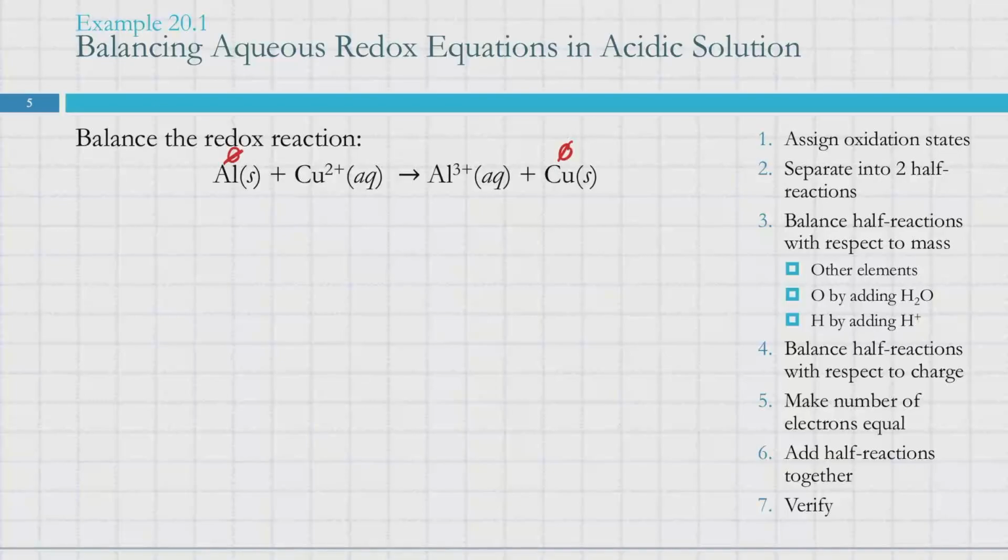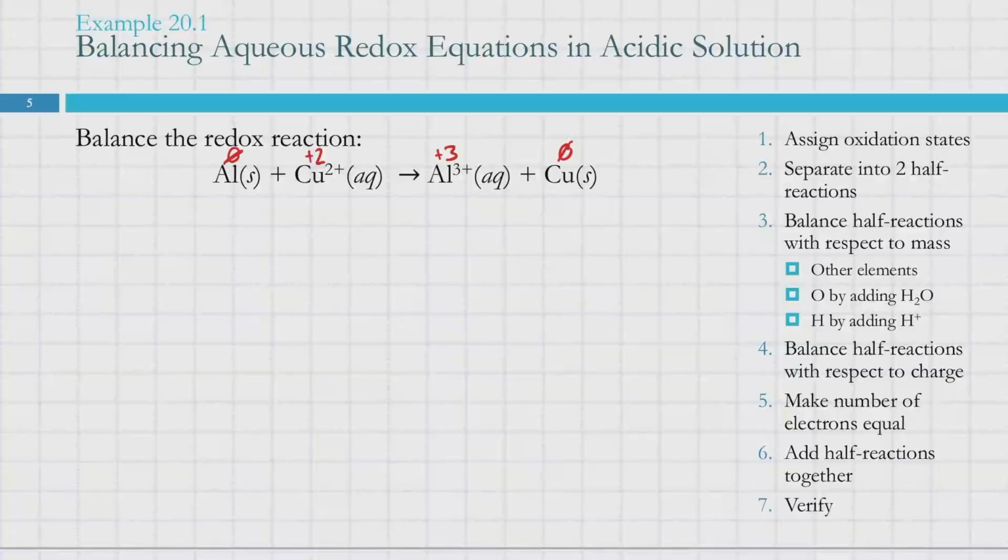Our second rule, I believe, for assigning those oxidation states, things that are monatomic ions like copper 2+ and aluminum 3+ get the same oxidation number as their charge. So copper is going to be a +2, aluminum is going to be a +3. All right.